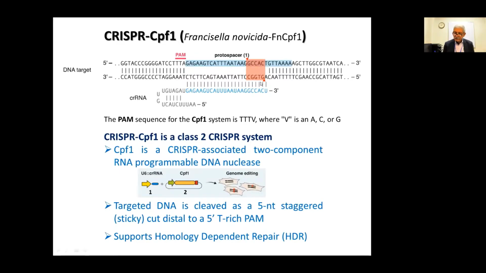So these staggered ends at the end of the cuts actually support homology dependent repair, HDR. The other one was non-homologous end joining. You just join the blunt ends, okay? And this may introduce mutations. It can cause knockdown of the genes. We will see a similar slide later on during the lecture as well, okay?